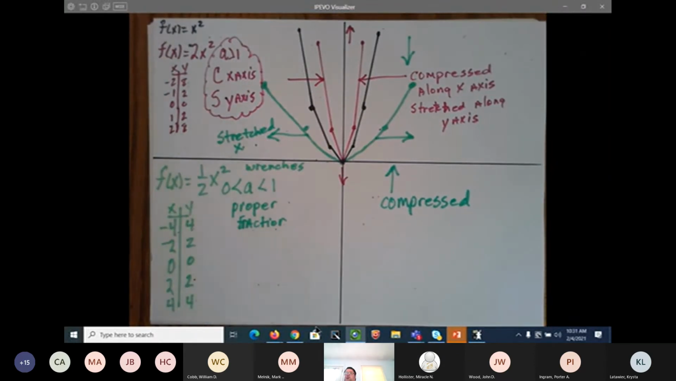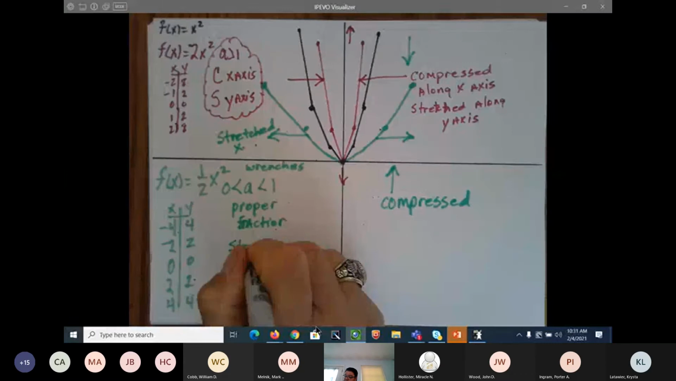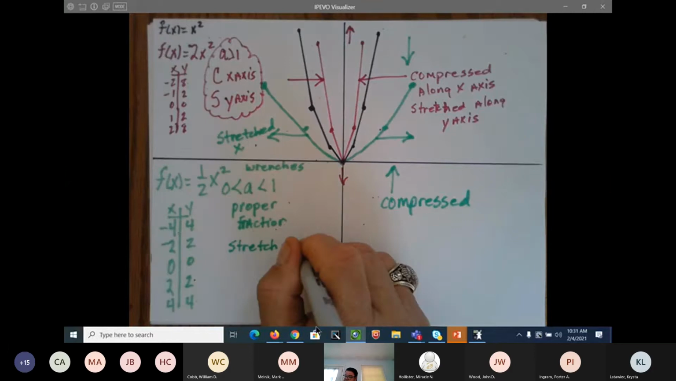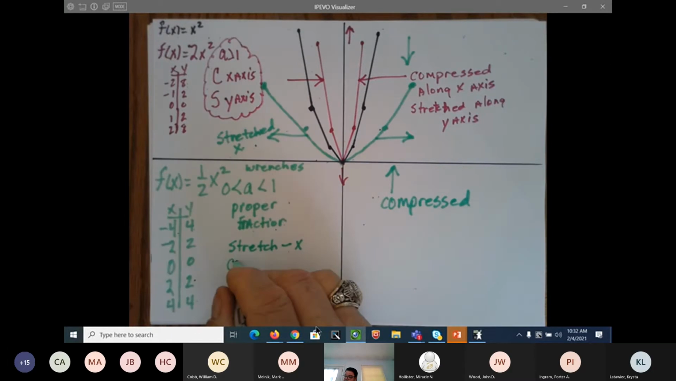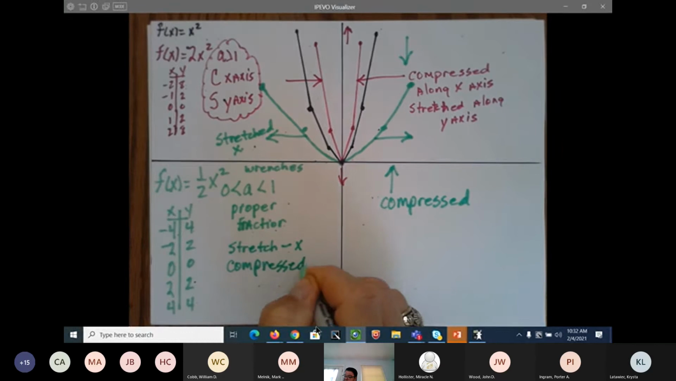Now, you use wide or narrow however you want to. I'm showing you what the book will use. Okay? A proper fraction means that you will be stretched. Stretch is a hard word for me to spell. Stretch along the x-axis and compress along the y-axis.